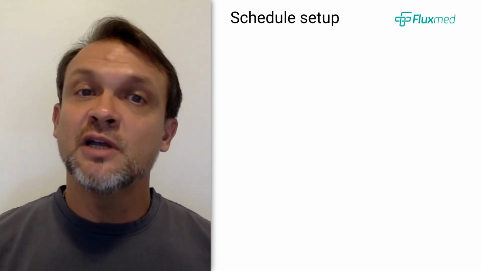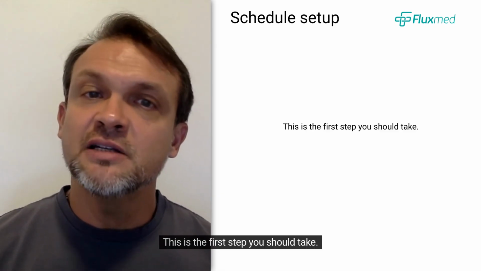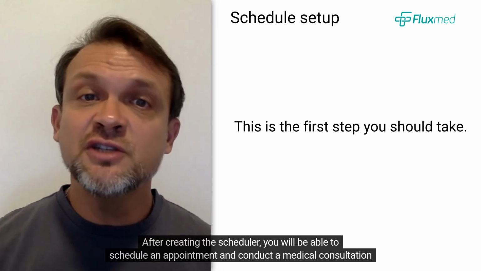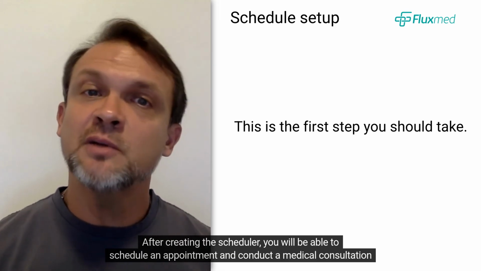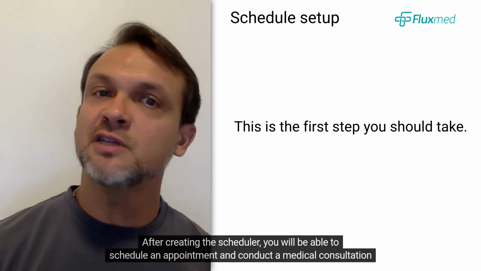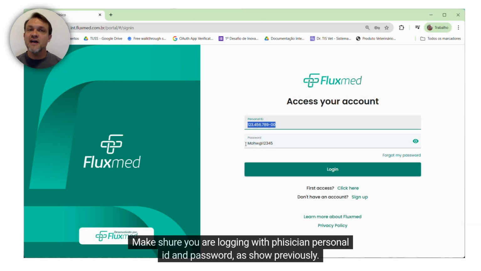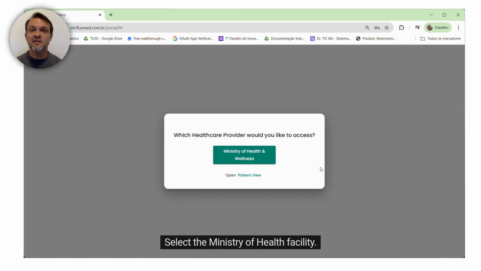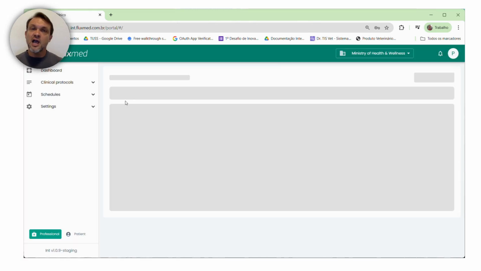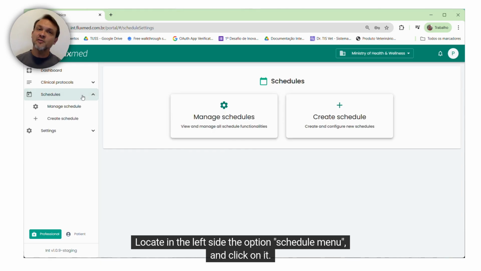Schedule setup. This is the first step you should take. After creating the scheduler, you will be able to schedule an appointment and conduct a medical consultation for the patient. Make sure you are logging in with the physician personal ID and password as shown previously. Select the Ministry of Health facility. Locate in the left side the option Schedule menu and click on it.